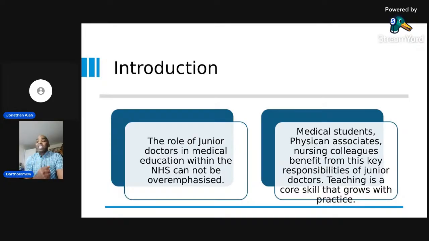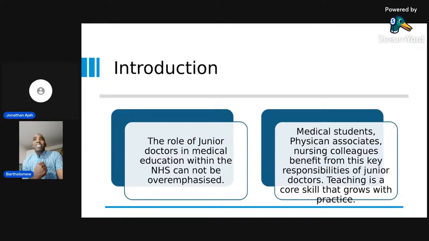It goes without saying that teaching is a core skill that grows with practice. And that is why this forum is very important, because as we have the opportunity, the platform to hone our clinical skills, definitely our teaching skills will improve.